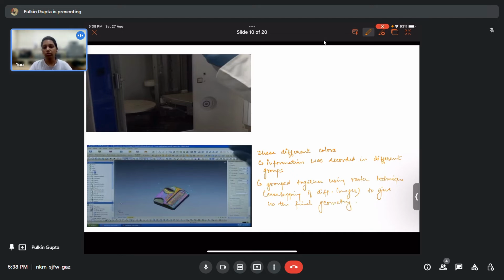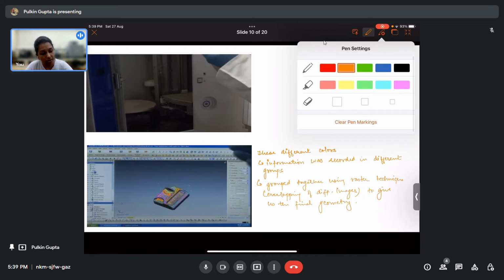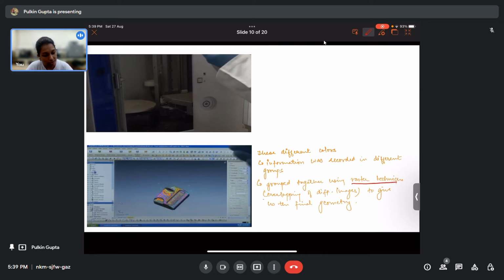Now we had also seen the preciseness of the geometry that we got. During the lectures we had seen that the geometries near these contoured faces had certain errors, but the geometry in the middle was really very precise. So this was about the portable one, which again uses this raster technique, or overlapping of different images, to generate the final CAD model.